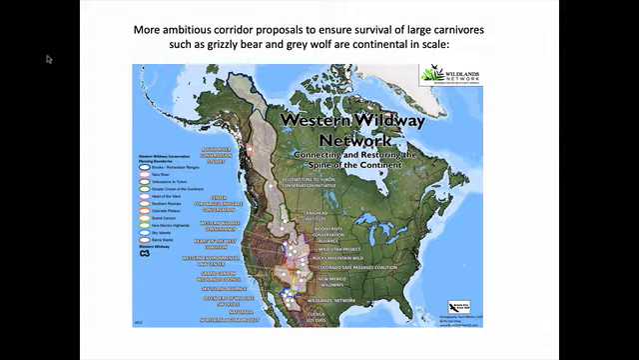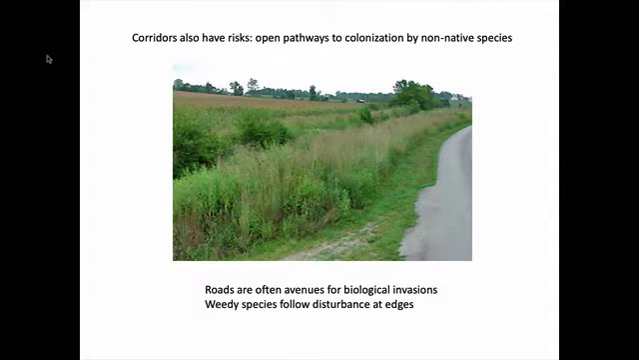Now, sounds great, right? Sounds like corridors are the solution to all conservation problems. Unfortunately, no. Corridors have as many drawbacks as they have advantages. For one thing, corridors can provide opportunities for invasive species, which badly degrade the habitats that they invade, to access new environments. And one of the most common corridors that allows this is roads.